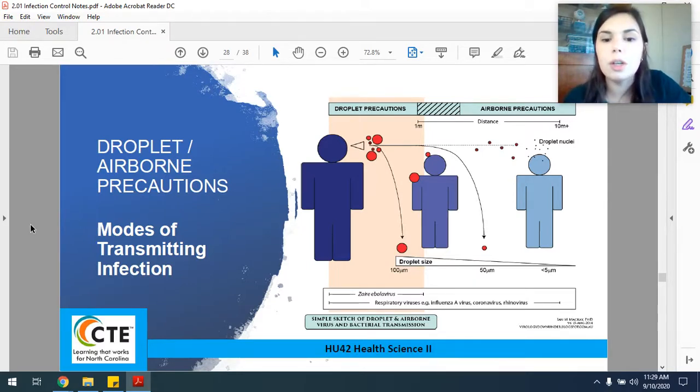This slide just shows you an image of what it might look like depending on the size of the droplet or the particle in the air and how far it can travel.